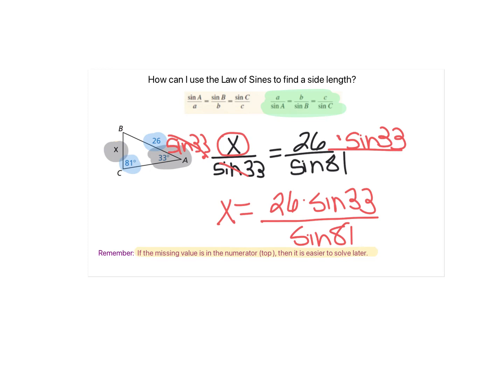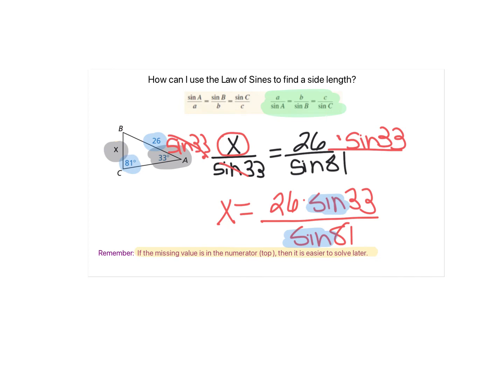And it's important as you're doing this video that you go to your calculator and practice putting that in there, because sometimes with parentheses and different things with calculators, it's easy to get the incorrect answer. So go to your calculator, do 26 times the sine of 33 divided by the sine of 81. Notice that we have the sine of the angle and the sine of the angle. It's not just 33 and 81, it's the sine of 33 and the sine of 81.